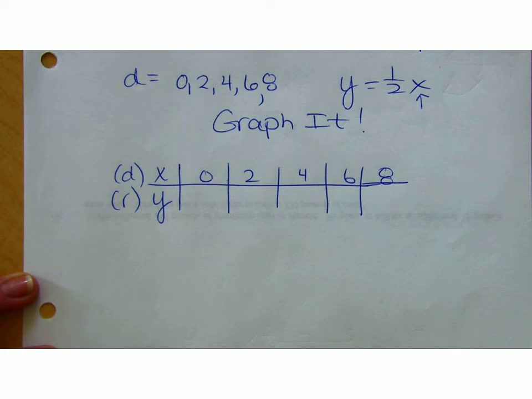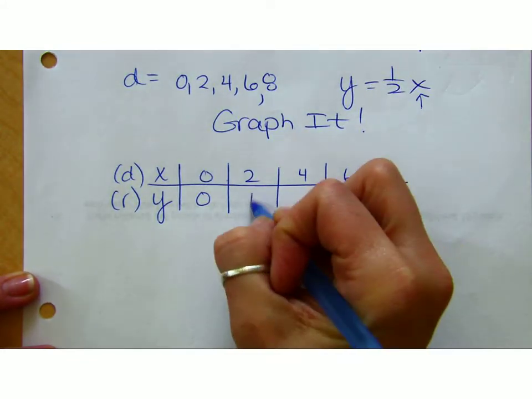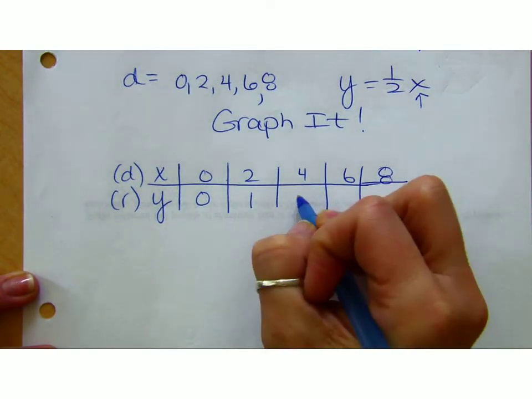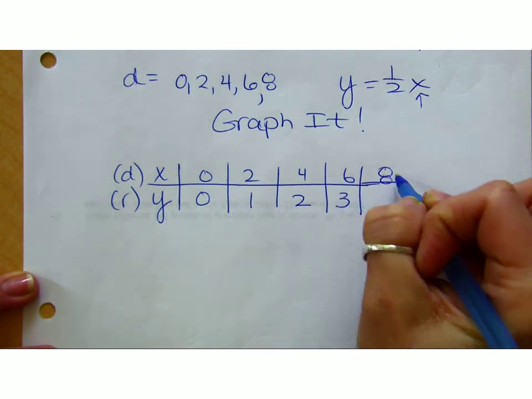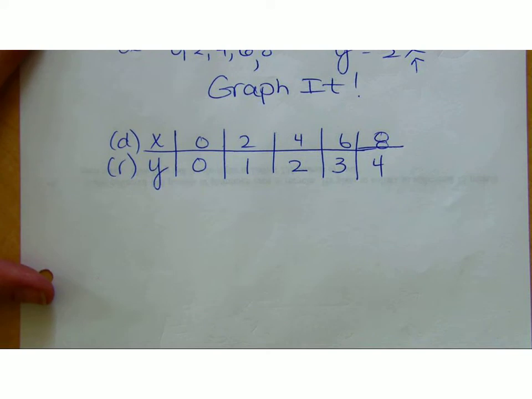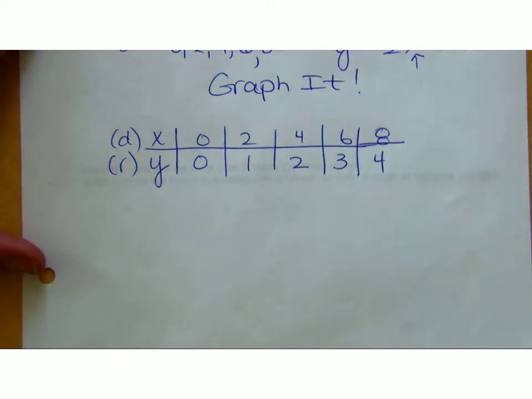What's half of 0? 0. Put your next domain, your next input is 2. What's half of 2? So your y is 1. You with me? Take half of 4, that's your input. Half of 6, half of 8. And so now that I have my table, this next step is optional. And I know what that usually means in middle school. It means you don't want to do it.